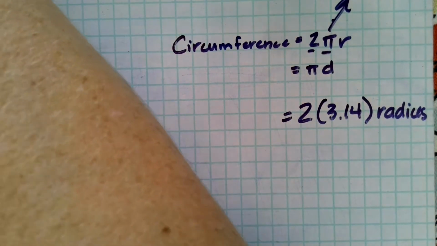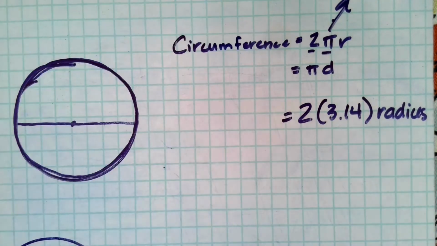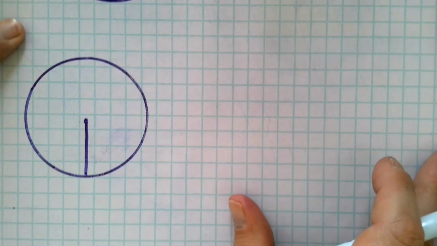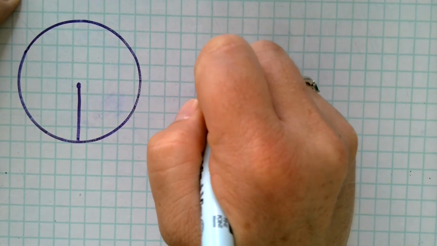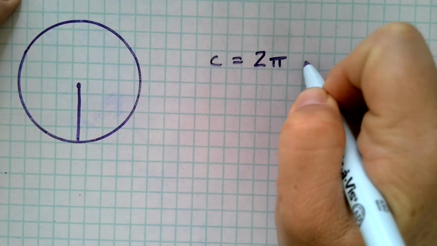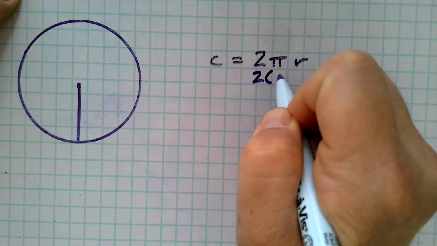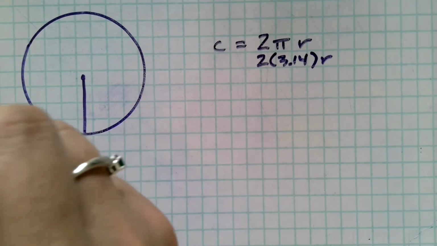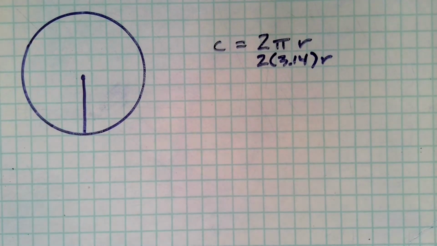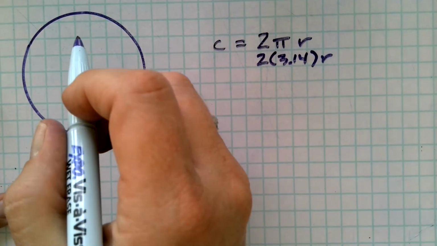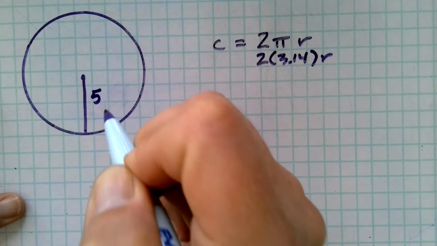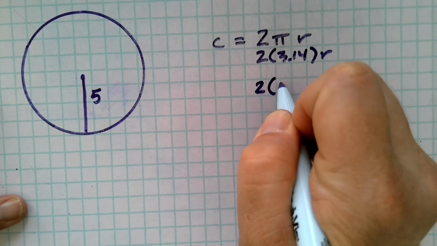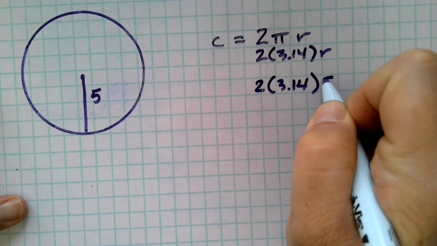Okay, so let's solve some circumference problems here. You are given the radius. Let's look at this one. Remember, it's circumference equals 2 times pi times the radius. Or we could say 2 times 3.14 times the radius. So if you are supposed to find the circumference of a circle, and you are told that the radius is 5, you are going to take 2 times 3.14 times 5.